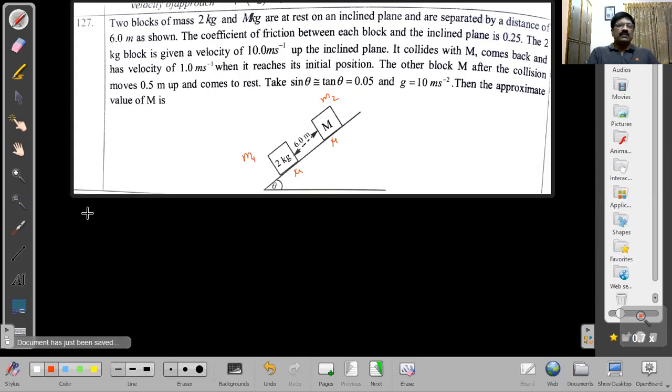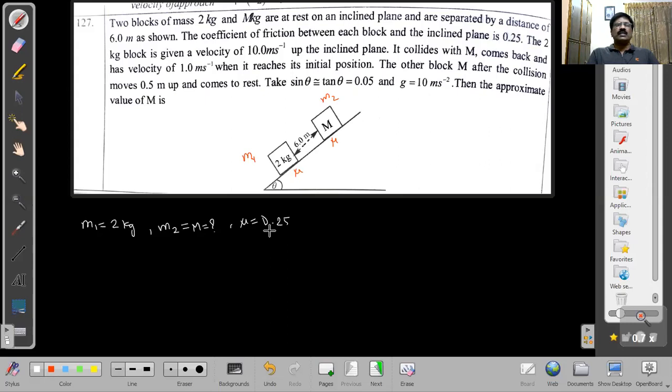The mass of the first block, M1, is 2 kg, and M2 is not given. M2 we have to find, that is equal to capital M, which is equal to question mark. The coefficient of friction between the blocks and the inclined surface is also given, mu equal to 0.25. The separation between the two blocks is 6 meters. The coefficient of static friction, we have noted.